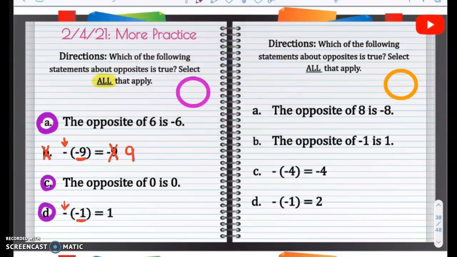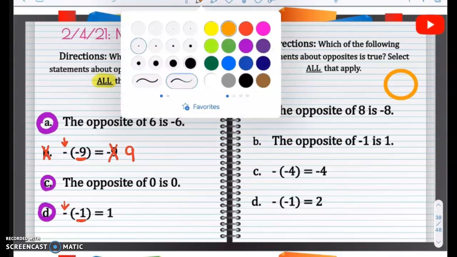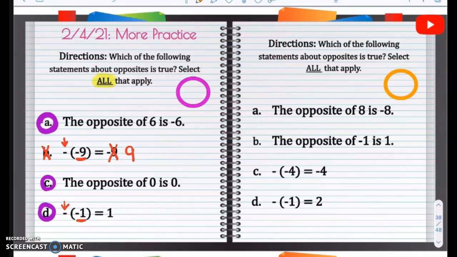All right, let's take a look at this next one. So we have, I'll do orange here. The opposite of 8 is -8. Yes, it is. The opposite of -1 is +1. Yeah, it is. The opposite of -4 is negative. No, the opposite of -4 is +4, so that's false.